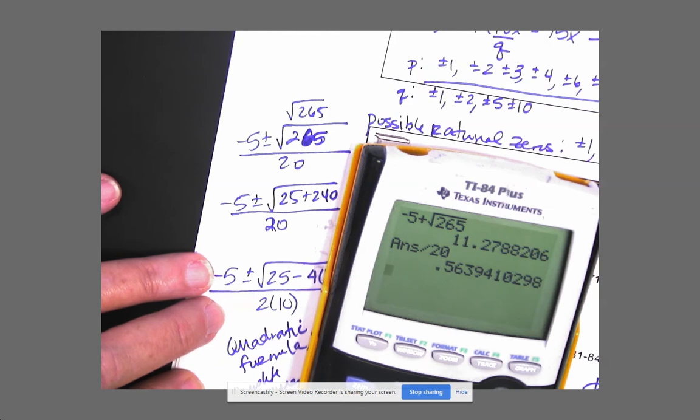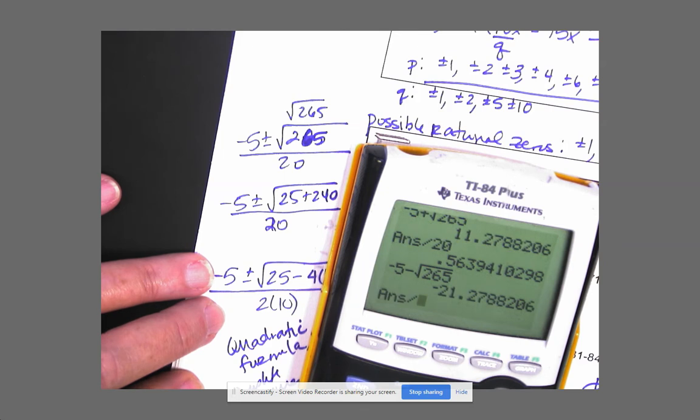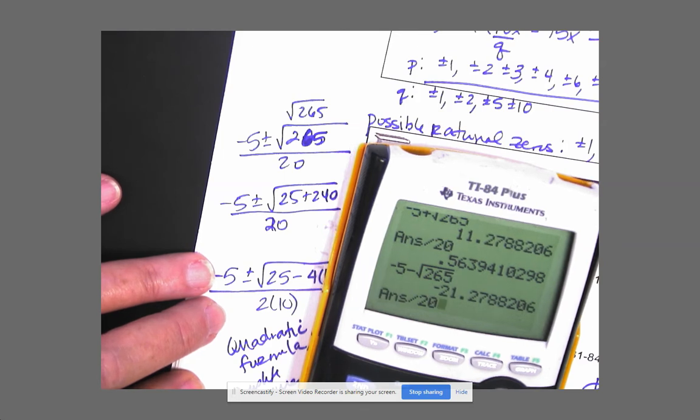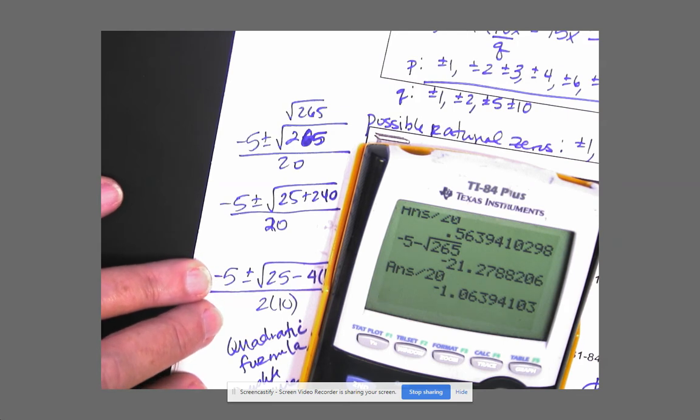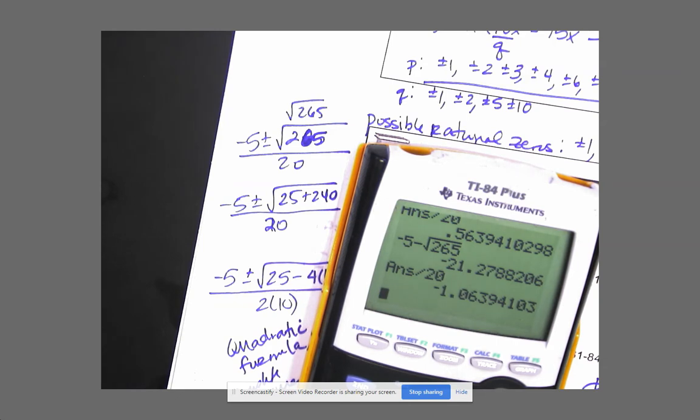And then let's do the other way. -5 minus the square root of 265. I bet you're just jumping out of your seats. Divide by 20. What's that going to be? Oh, looky there. Got -1.06. Is that not fun? So that was like all of your math just all come together in one great big problem. That's pretty exciting, right? So it all just came together.